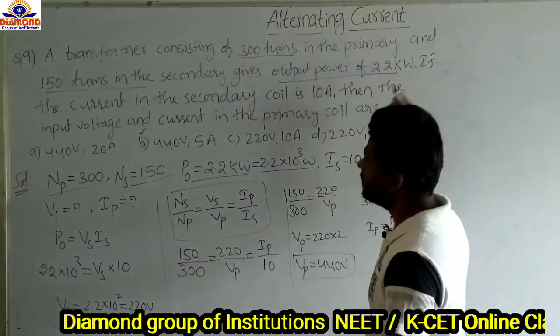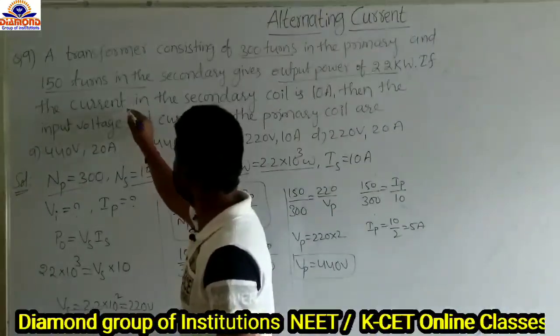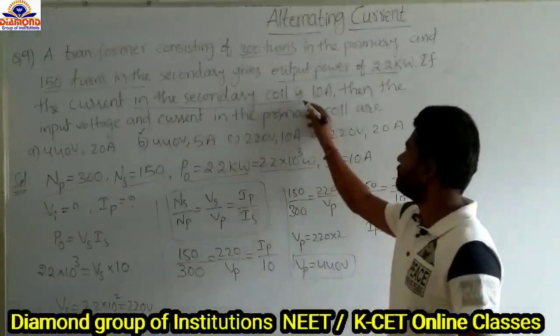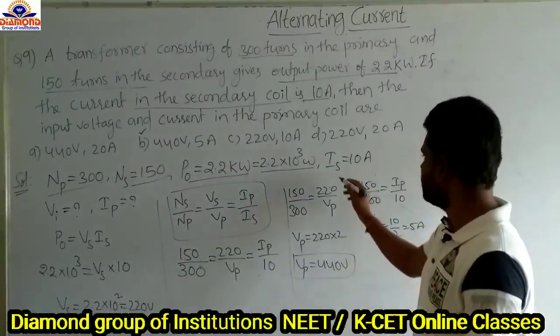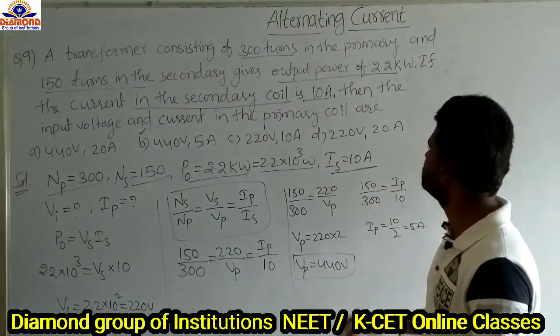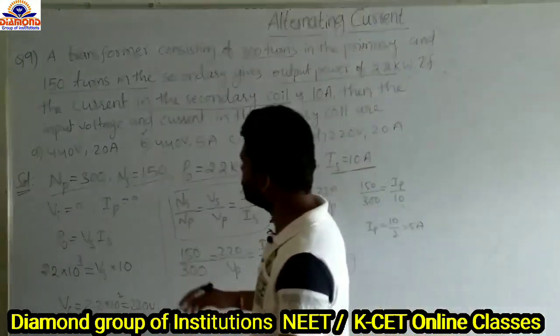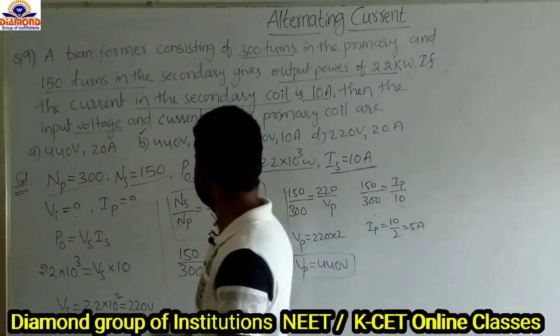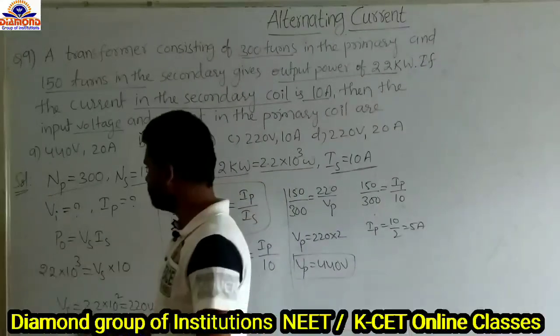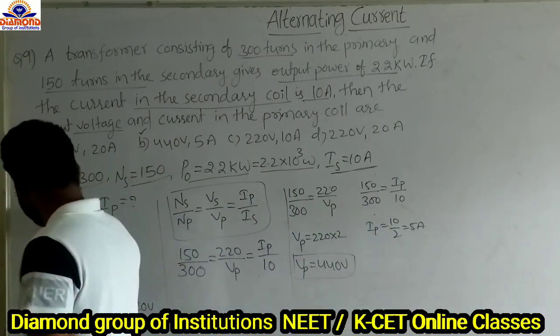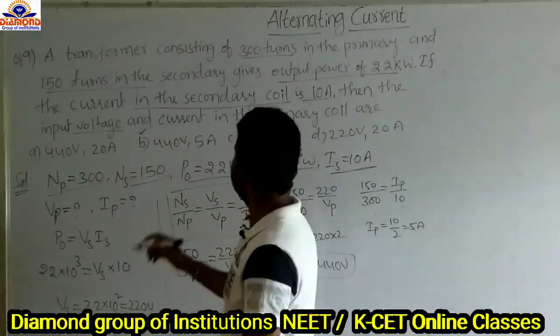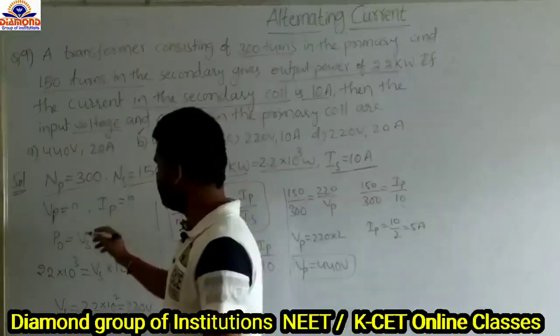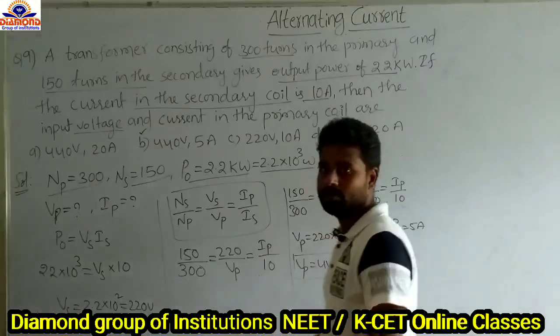Power is given. If the current in the secondary coil is 10 amperes, that is IS equals 10 amperes, then the input voltage, that means V primary, and the current in the primary coil IP. VP and IP, how much, we have to find.